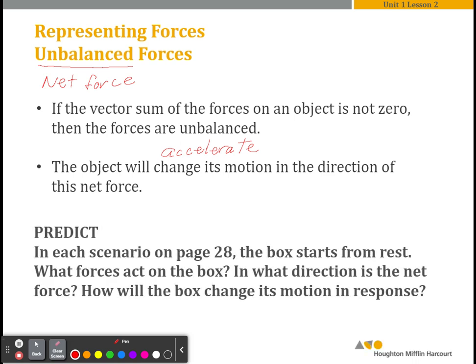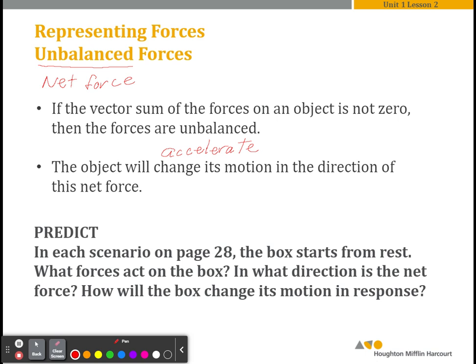On page 28, you see several scenarios where a box is starting from rest and then its motion is changing. So then the question is, what direction is the net force, and how will the box change its motion in response? Well, in the first example, we see that the box is falling. If the box is falling, then that means it's accelerating downward. So it has a net force downward. It has two forces acting on it. It has a force of gravity pulling it down, and then it has air resistance pushing it back up.